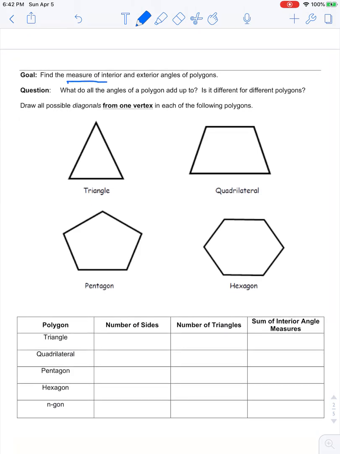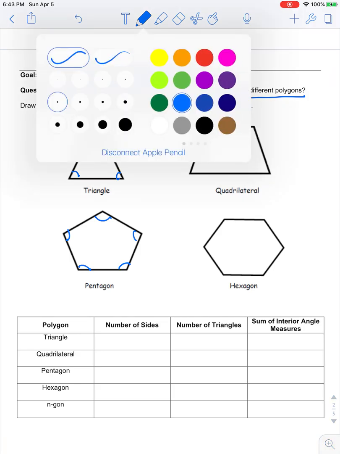So we have a couple of goals here. Our first goal today is to figure out what is the measure of the interior and exterior angles of any polygon. We want you to think about, in other words, what do all of these interior angles add up to each time? Okay, and we want to decide, is that going to be different for each different polygon? Is it going to be the same for different polygons, etc.?